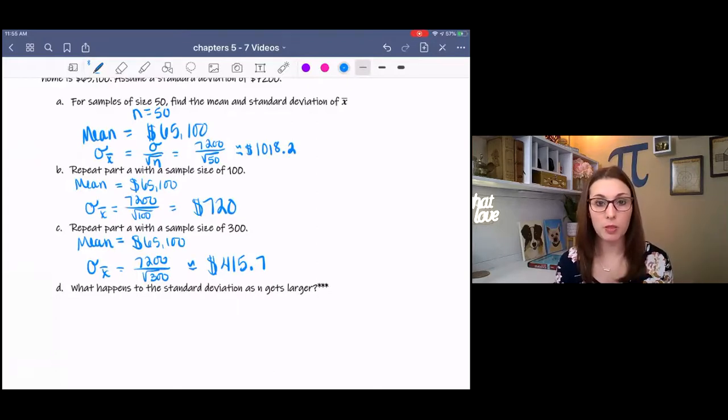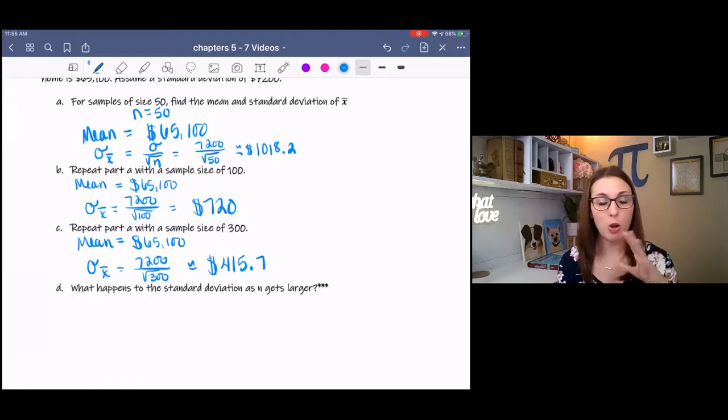And when you pull a whole bunch of samples of size 300, and you took the mean of every single sample, and then you took the mean of those means, you're going to get 65,100. And then if you did the standard deviation of all the samples of size 300, you're going to get $415.70.